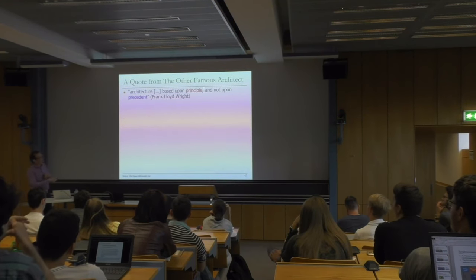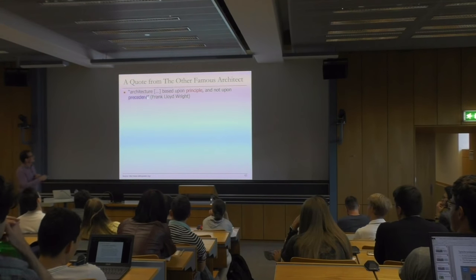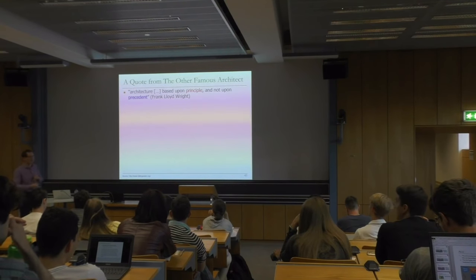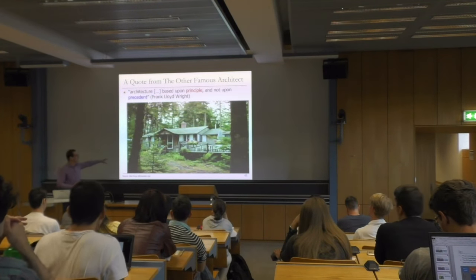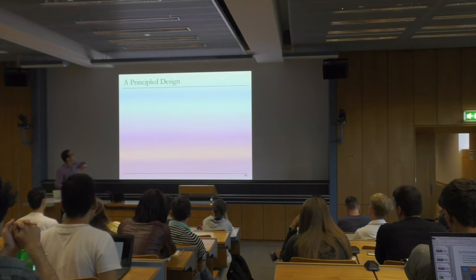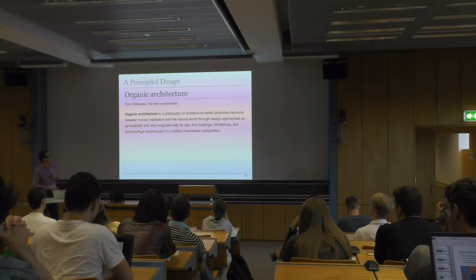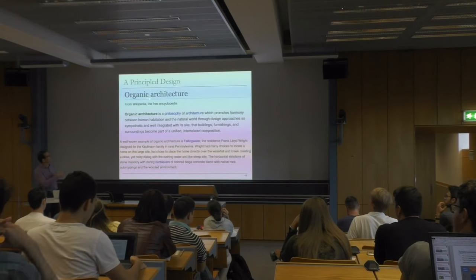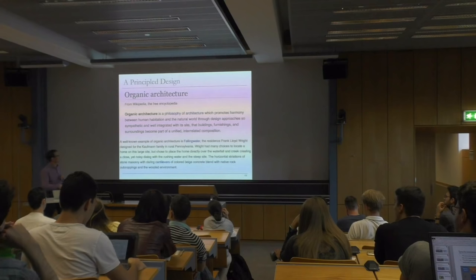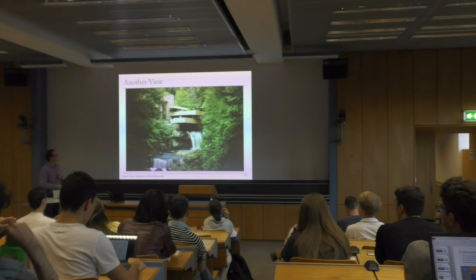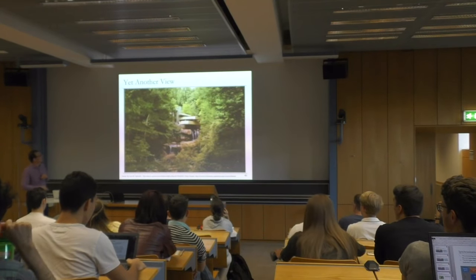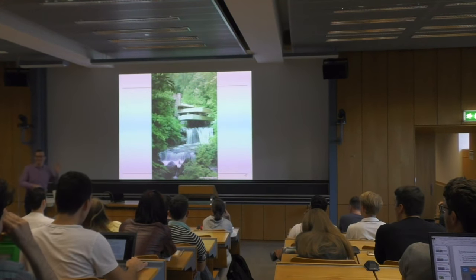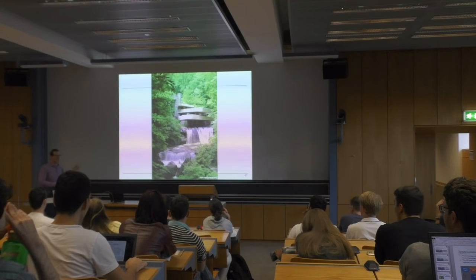Okay, this is another quote from the other famous architect that we discussed, right? Basically, Frank Lloyd Wright said this, architecture should be based upon principle, not upon precedent. As a result, he didn't build this one. He built this one. And the principle was really organic architecture, which we already briefly talked about. And you can see that when you go to organic architecture, the well-known example is Fallingwater. But there are a bunch of other stuff that is based on the same principle. I like this place, as you can see. I've been there many times. I've been to Stadlhofen many times also, but it's a bit closer.